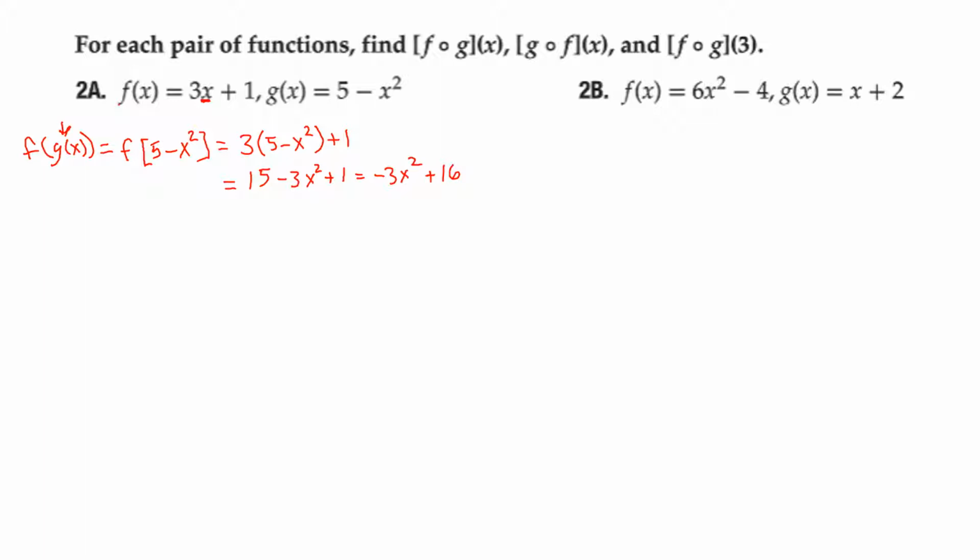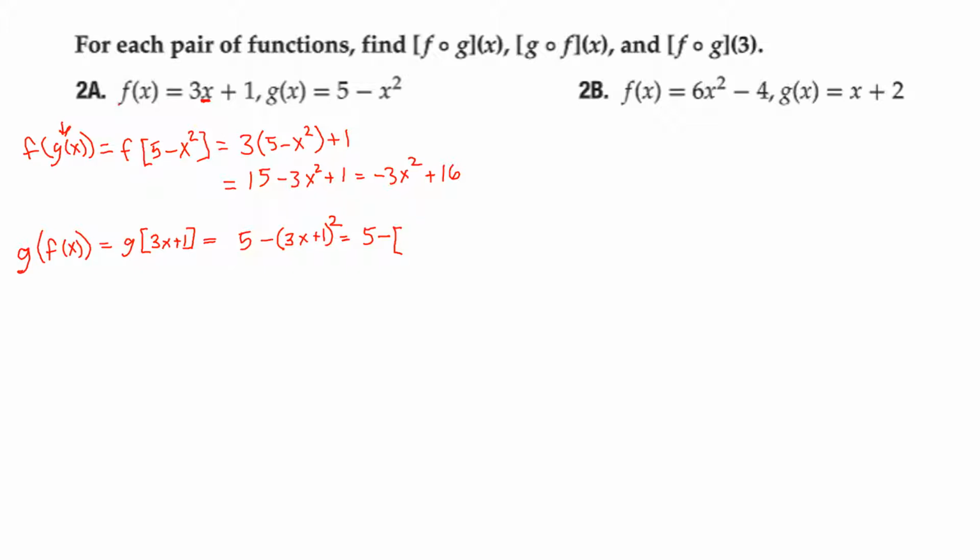Now let's compose them the other way. So we get g of f of x. That means inside g, I am going to put f of x, which is 3x plus 1. Okay, and so we get 5 minus, open parentheses, 3x plus 1. And then we're going to have to square it. So 5 minus, I'm going to keep that negative on the outside and distribute after I FOIL. Remember, with the exponent, you will need to FOIL through.